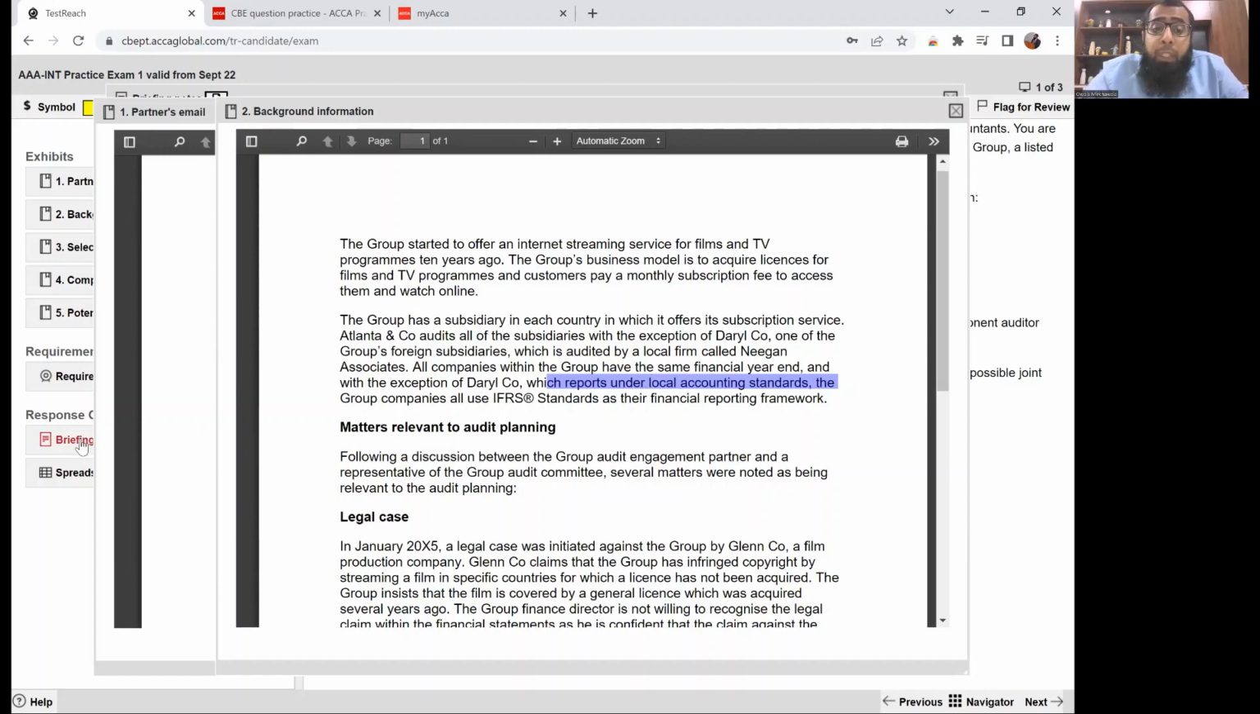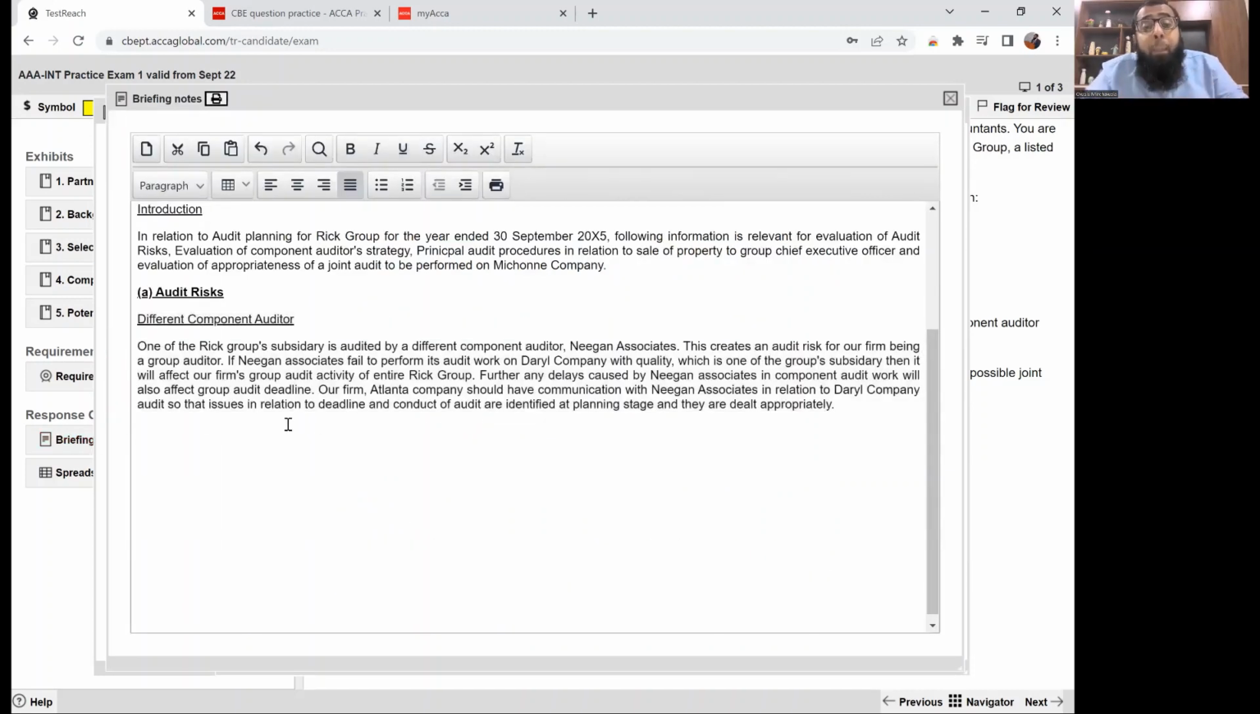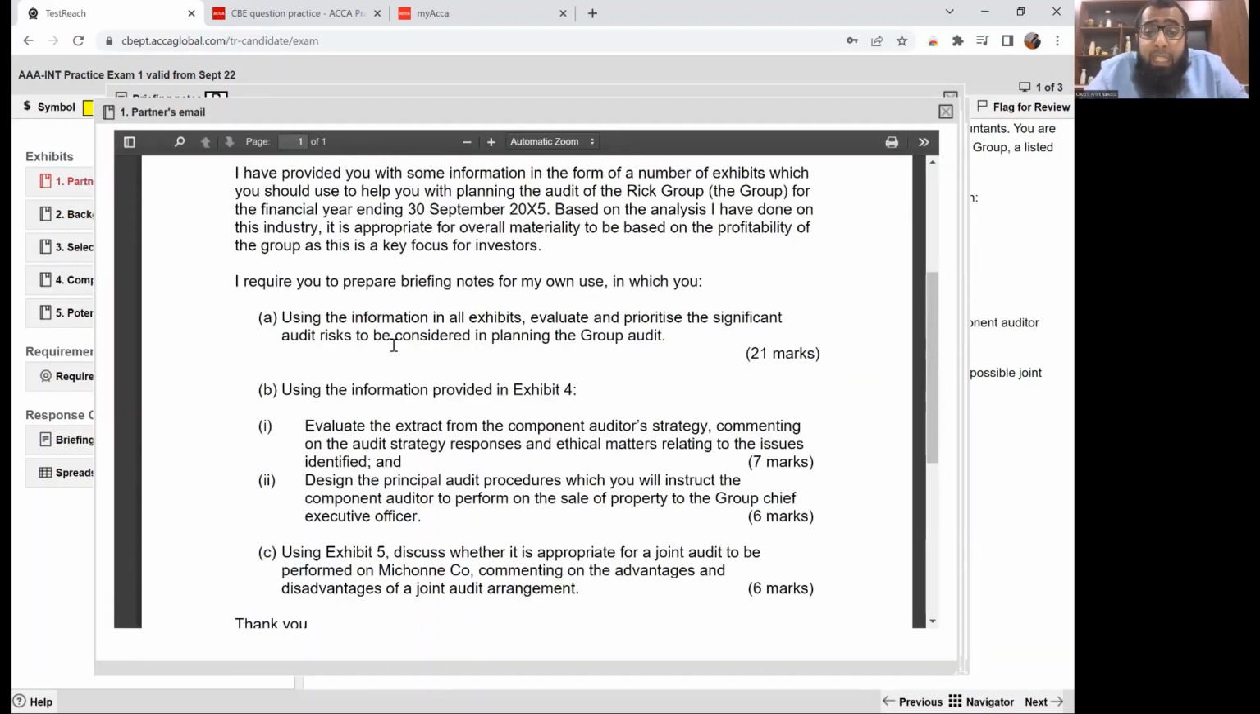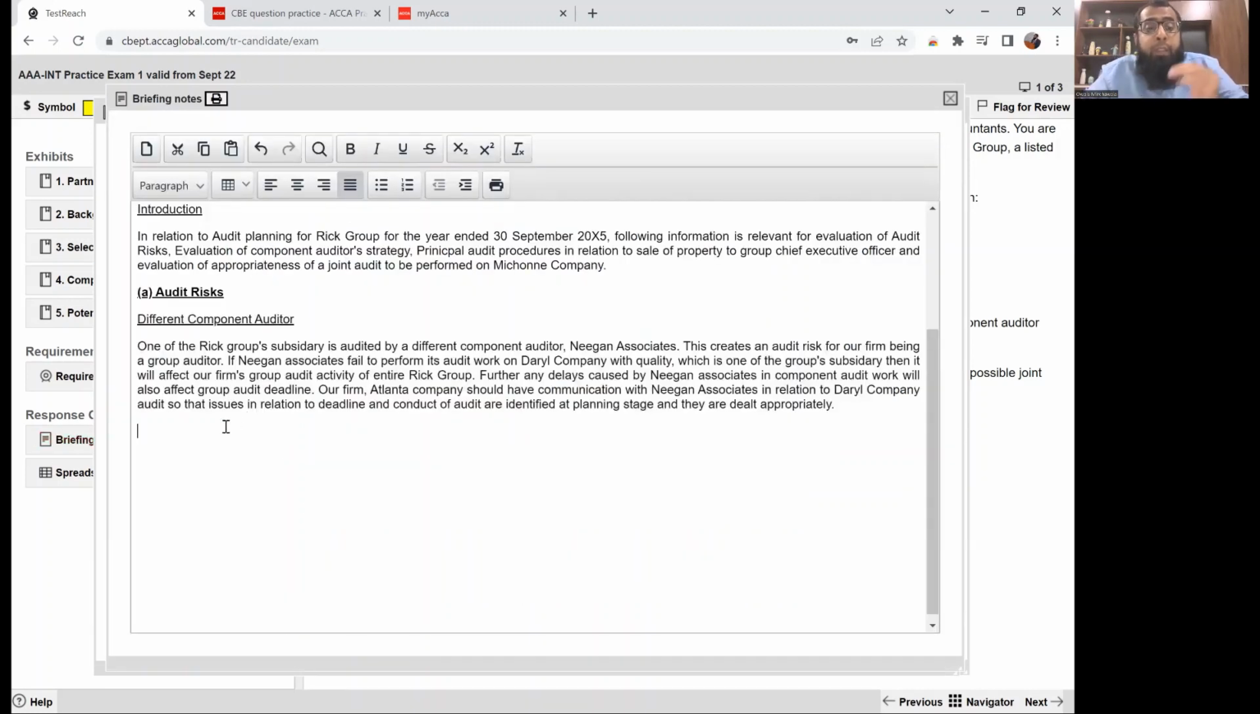Now you people must be thinking, why is the sir not thinking about the significance of the risk? Because it was written very clearly in the email to evaluate and prioritize the significant audit risk. So what we will do is that once we write all the risks, then we will cut paste the risks and we will prioritize them. We'll write the significant risk first and then we'll move towards the less significant risks. Okay, so now we will write local reporting framework.